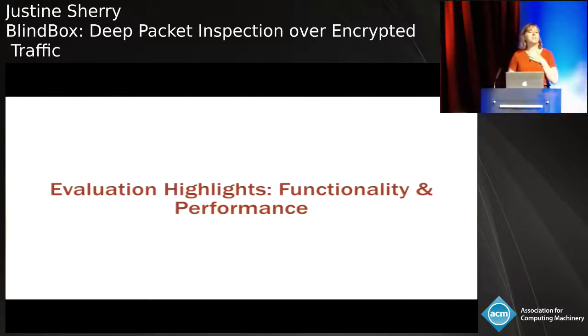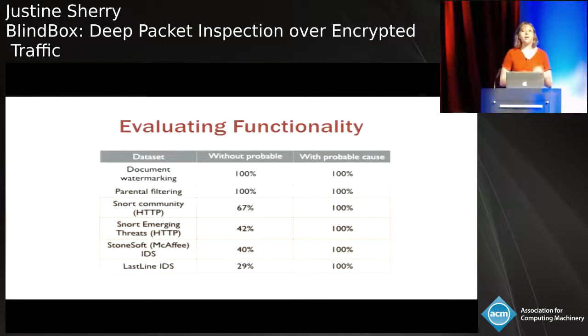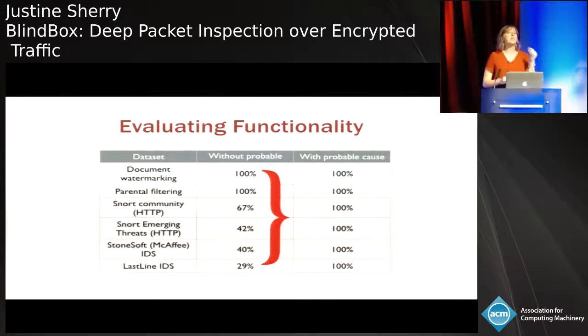We evaluated BlindBox on 2 vectors. One is functionality. What kind of IDS behaviors can we support? And the other is performance. How fast is it? When it comes to evaluating functionality, we looked at a couple of different rule sets. We first looked at the base scheme we talked about today, this exact match model of lookups. And for document watermarking and parental filtering, we rely only on exact match detection for correctness. So we can support 100% of the things that these systems do.